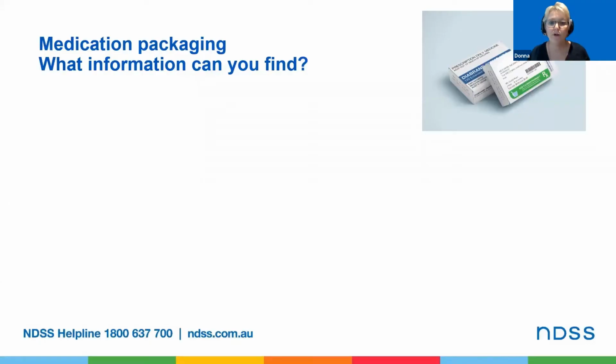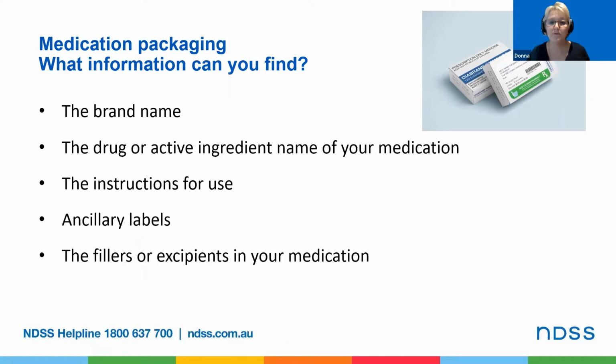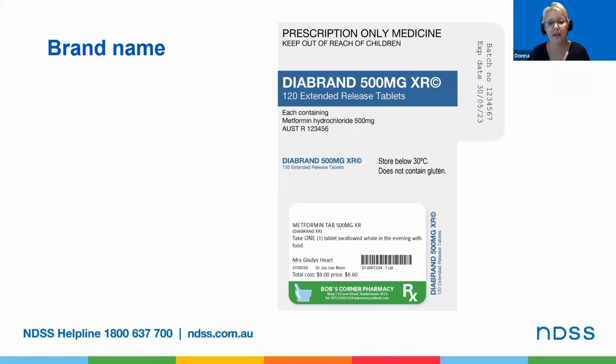What will you find on the packaging of your medication? The brand name, the drug name or active ingredient name of your medicine, the instructions for use, ancillary labels, fillers or excipients of your medication, storage, expiry date, and batch number of your medication. If you flattened out a medication box, it would look like this.